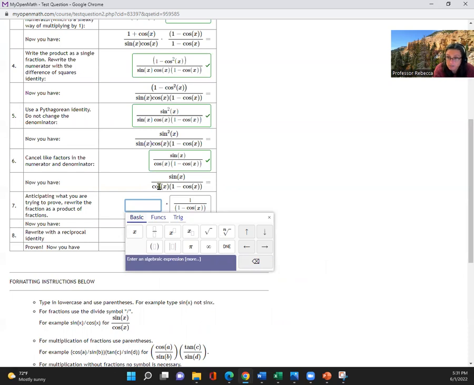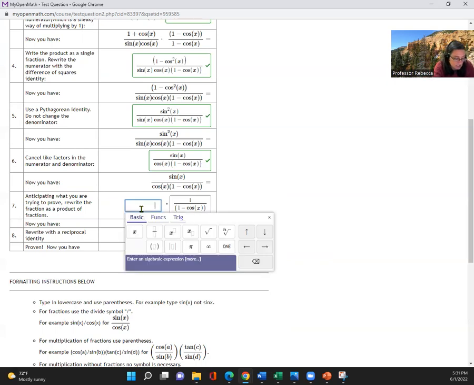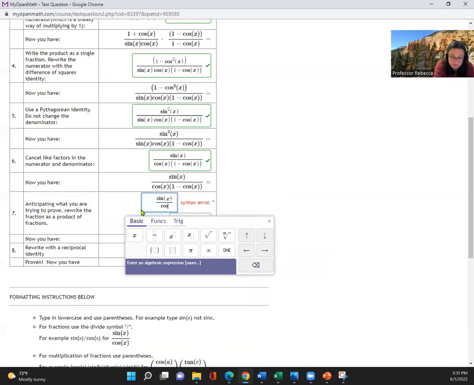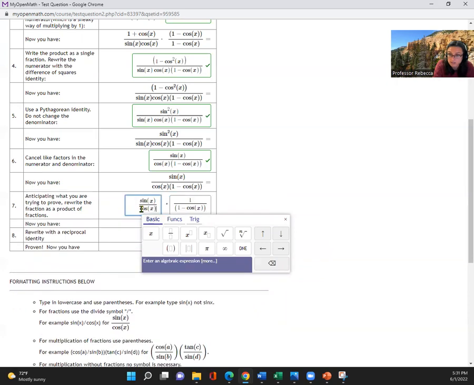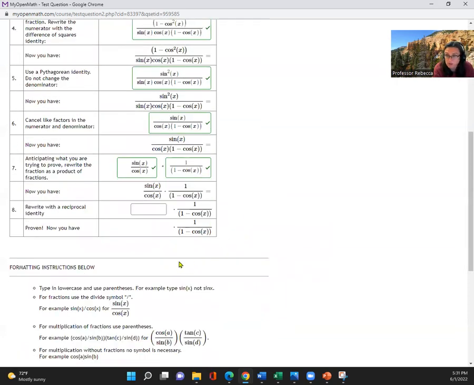Now I might be tempted to enter in tangent x, but no, there is still one more step to go. As well, in these verifications, we just want to make one small movement at a time. And that would be making two movements if I would separate it and then rewrite it. So let's just rewrite it as sine of x over cosine x. There we go, both are marked correct.